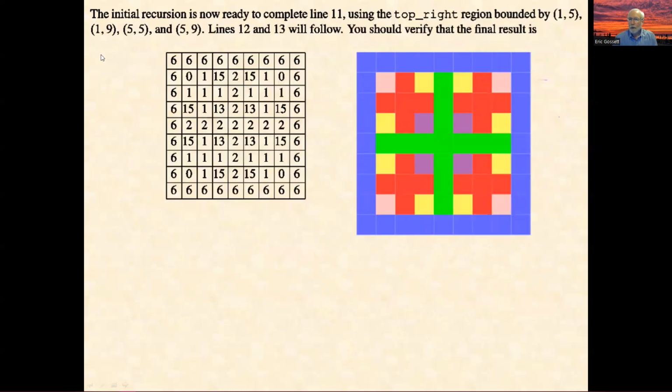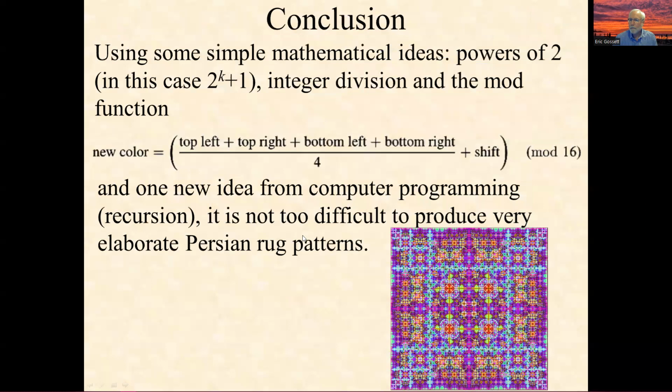So once that initial recursion of this top left corner is done, it'll pass in the top right corner, then the bottom left corner, the bottom right corner, and you can verify that we'll get a rug that looks something like this, depending on how we assign colors to the numbers. So using a couple of simple mathematical ideas, namely powers of 2, in this case we start with a rug that has 2 to the k plus 1 rows and columns, and then using integer division and the mod function, and one new idea from computer programming, namely recursion, it's not too difficult to produce very elaborate Persian rug patterns.